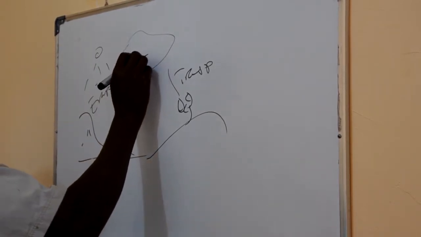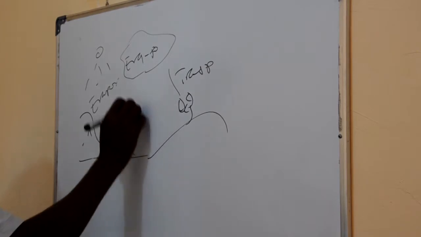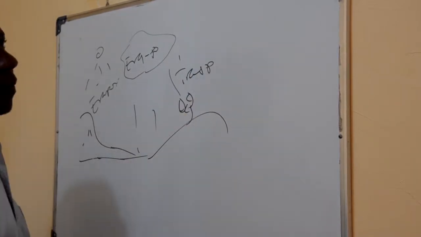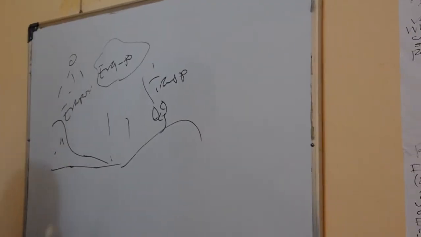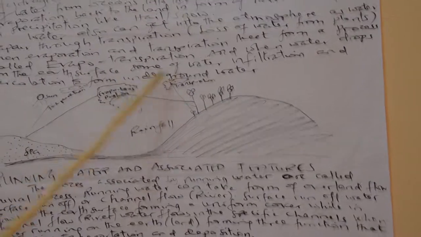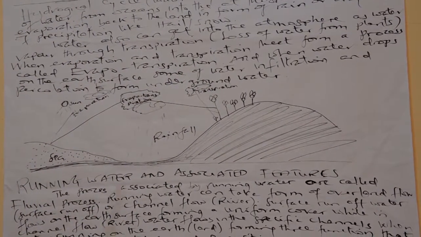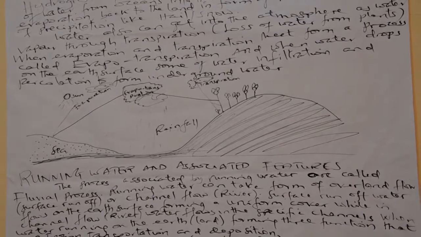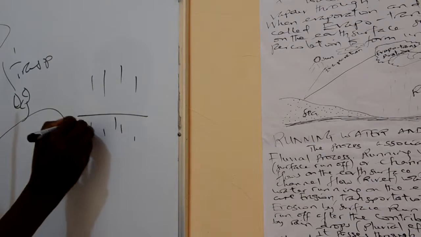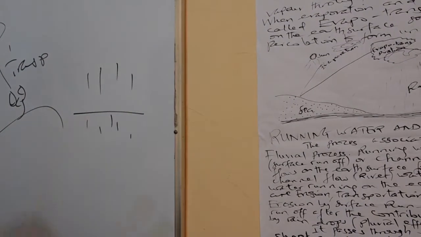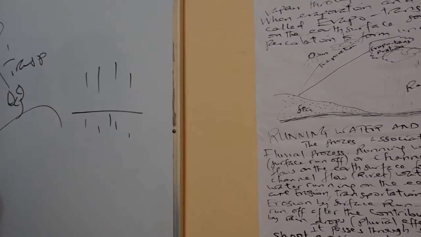And when water drops on the Earth's surface, some of the water infiltrates or percolates. Therefore, these are words we mostly encounter in this topic of water masses: the meaning of infiltration and percolation. Infiltration is the sinking of water near the Earth's surface, but percolation is the sinking of water far away from the Earth's crust. Therefore, the sinking depth is different between infiltration and percolation.